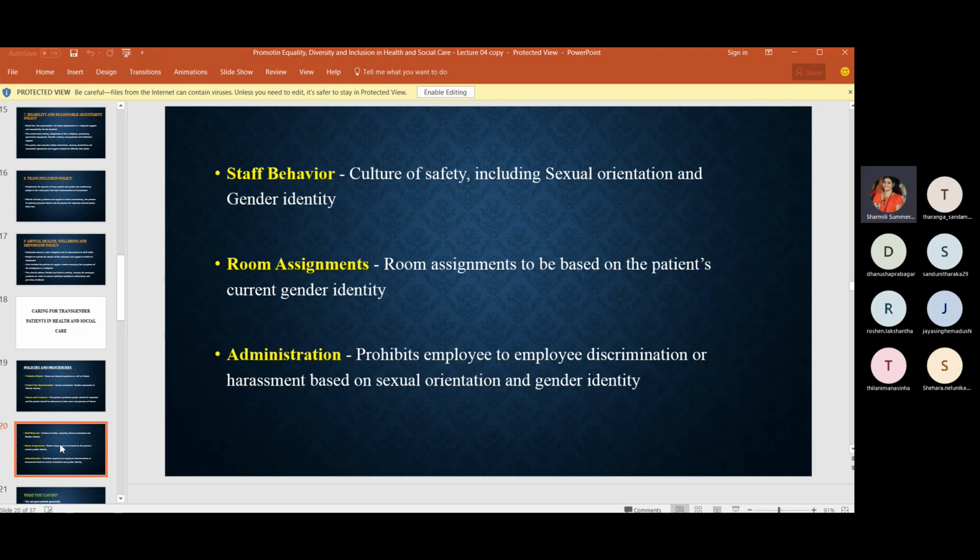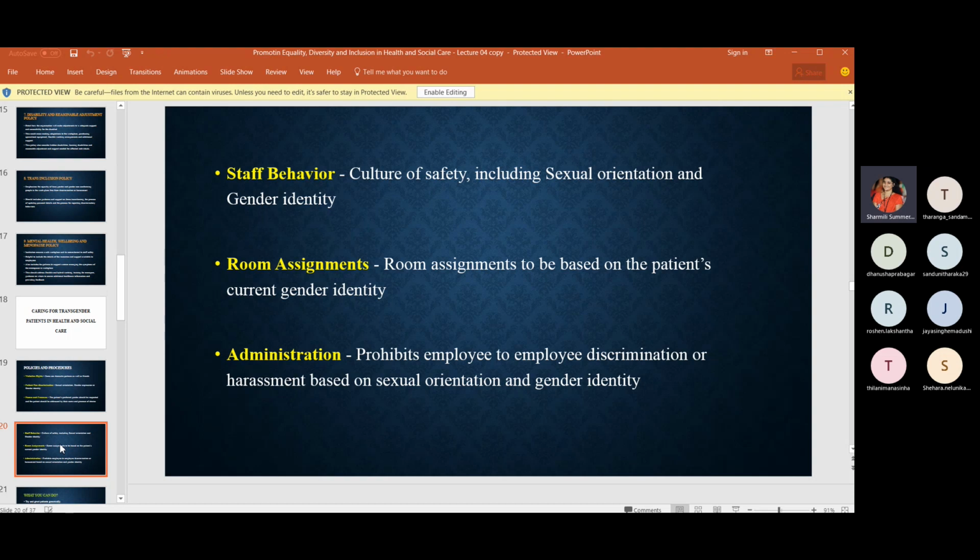So once you encounter a transgender person, you need to give preference to the current gender. So if the person was previously male and has now transitioned to female, then the preference should be given to the current gender. That means she needs to be admitted to the female ward. Or if the person was female before and is now male, then he needs to be transferred to the male ward only. There is no separate ward, so you can't allocate them separately.